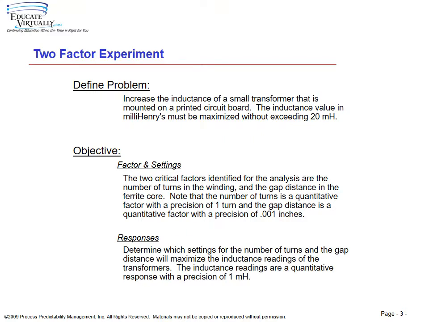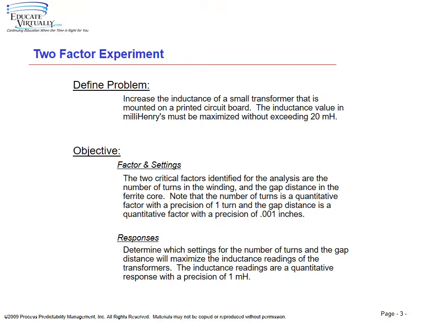After we've made our samples, we then test them. The measurement or the response that we are going to evaluate our experiment with is the inductance value. We will create a bunch of transformers at different settings of windings and gap distance, and we will measure the inductance values, and then we'll use our analysis of variance using our design of experiments method, which is structured to tell us which factor and which settings are going to give us the best readings to meet our goals.